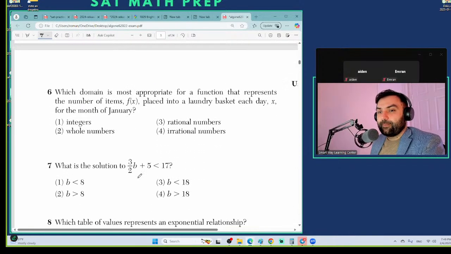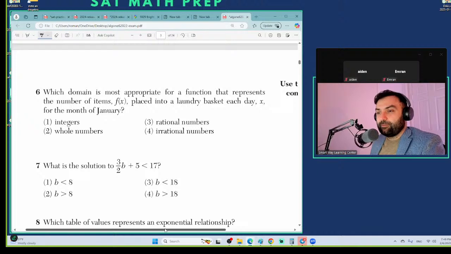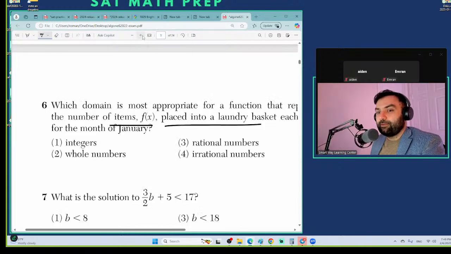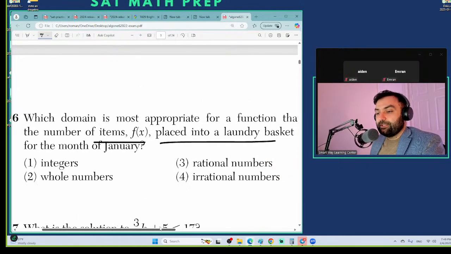Number 6. Which domain is the most appropriate for the function that represents the number of items f of x placed in the laundry basket each day x of the month of January? Okay, so the items in the laundry basket are basically clothes, right? So for that, we need to know what these numbers all equal. The first thing that we do is integers. Integers are whole numbers, positive and negative, so plus minus whole numbers. That's what they are.